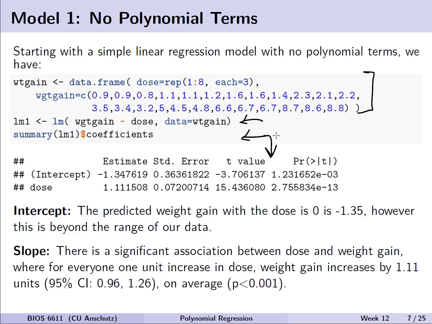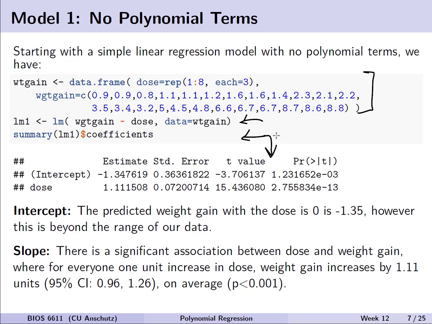We can interpret these as we normally would, where the intercept is the predicted weight gain when the dose is equal to 0, which would be negative 1.35. However, this is extrapolating beyond the range of our data, so it's not really a meaningful interpretation.